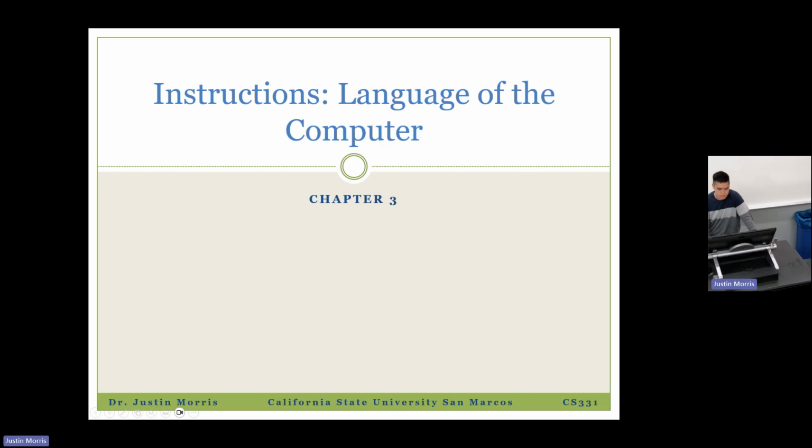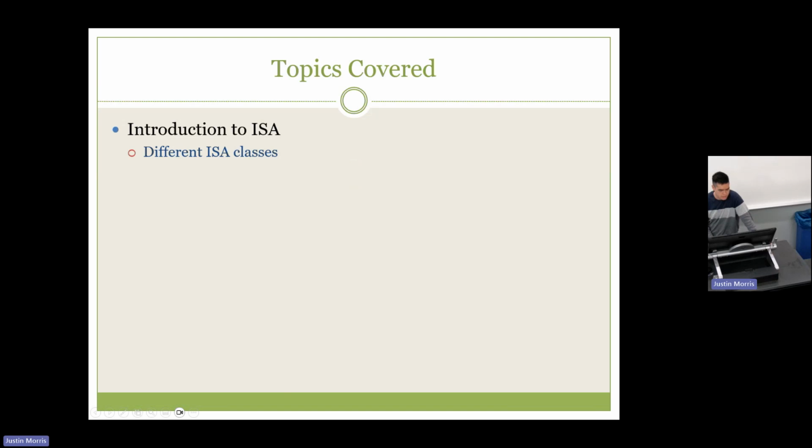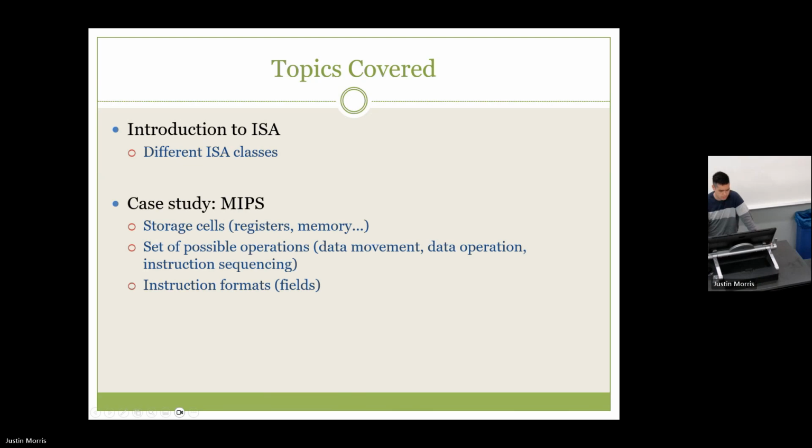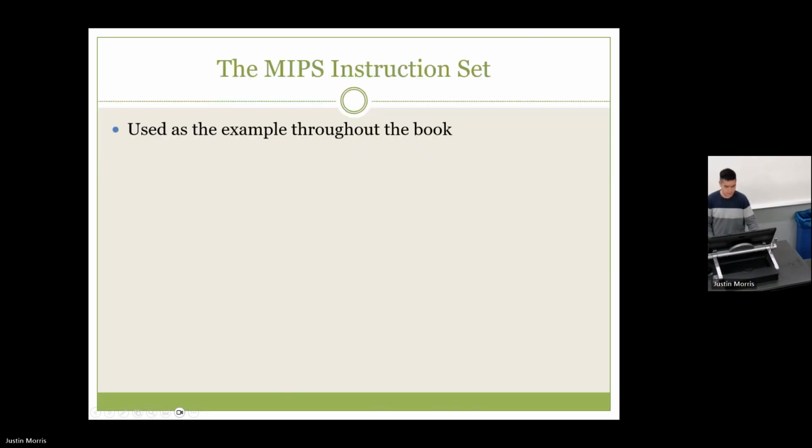And we're going to continue chapter 3. So last time we talked about the different classes of ISAs. And today we're going to get started on MIPS. So MIPS, as I mentioned throughout this course, we're going to use it as our example ISA. And we will only be going into the details of MIPS, but a lot of the principles are the same across the board.